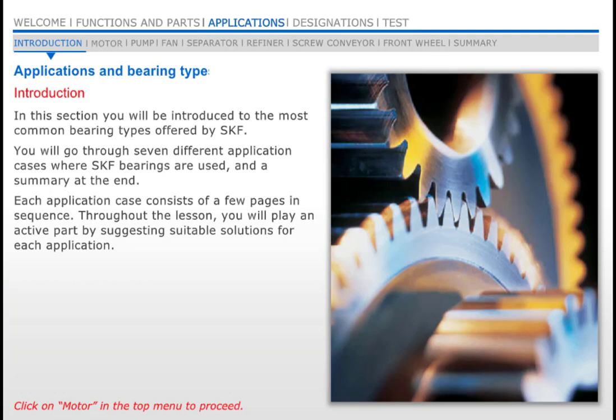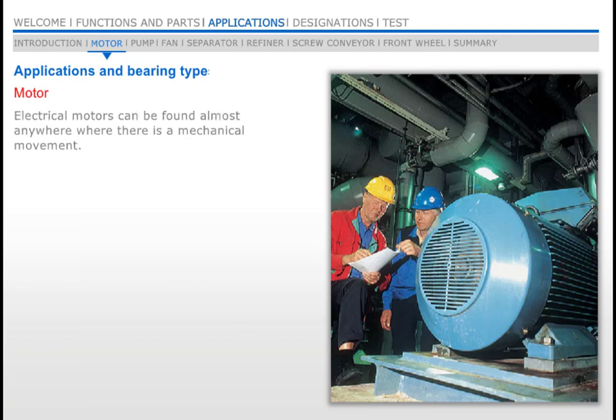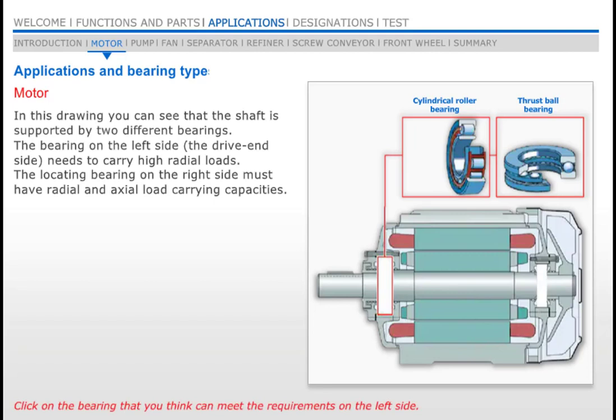In this section you will be introduced to the most common bearing types offered by SKF. Electrical motors can be found almost anywhere there is mechanical movement. In this drawing, you can see that the shaft is supported by two different bearings.